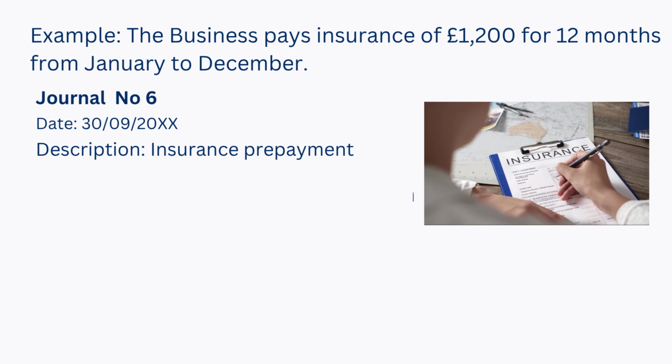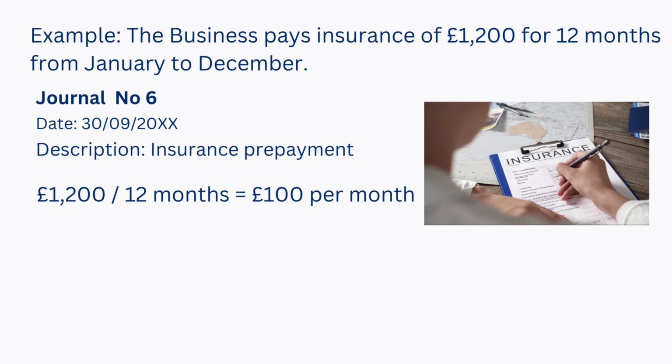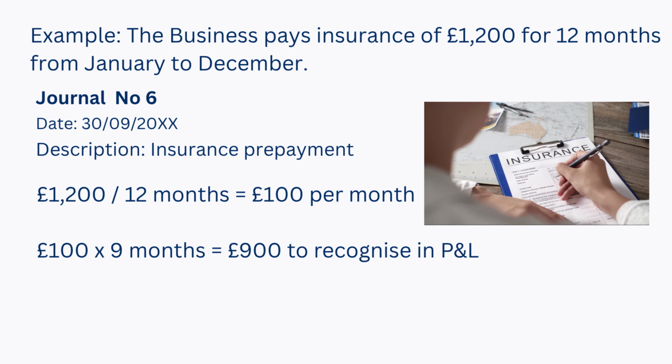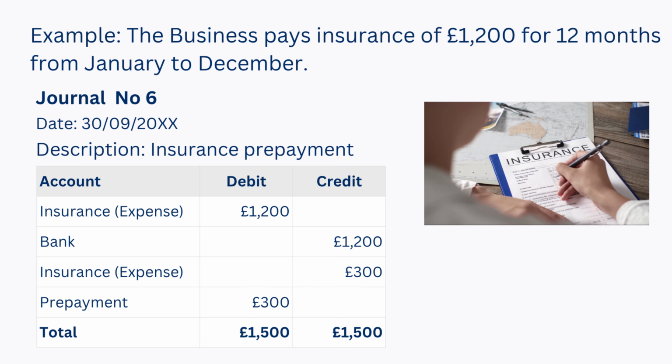Now imagine our financial year end is September. That means the business has only used 9 months of the insurance for that financial year. So, out of the £1,200, £900 relates to this period and £300 relates to the next period. The £300 relates to the next period because the business has not yet used that part of the insurance. It is a future benefit.